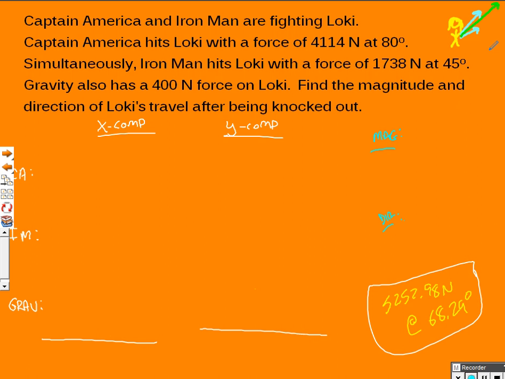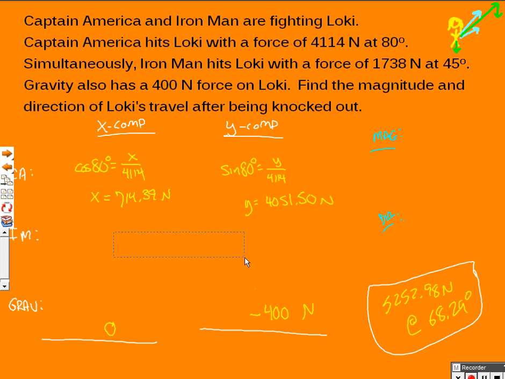However, we also have the force of gravity that's pulling down on Loki as well at 400 newtons. So we need to figure out those x and y components. The gravity is the easy one. Gravity is straight up and down. There is no x component for gravity. There's only a y component, and it's 400 newtons in the downward direction. Make sure you keep in mind that that was a negative value. For Captain America, there's his x and y component. Again, based off the angle, they should both be positive because both x and y are positive there.